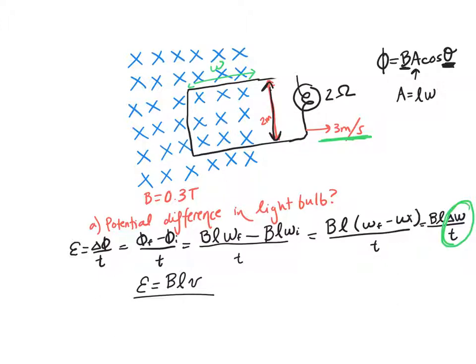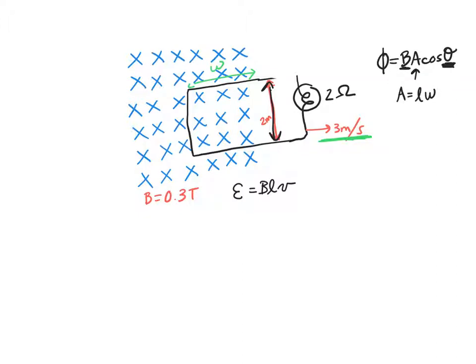Let's use that to do the actual problem. At this point, the problem basically becomes a plug and chug. So that's going to be our potential difference. The magnetic field was 0.3. The length is that 2 meters. And the velocity is 3 meters per second. So math is 1.8 volts. Okay, so that is the potential difference.